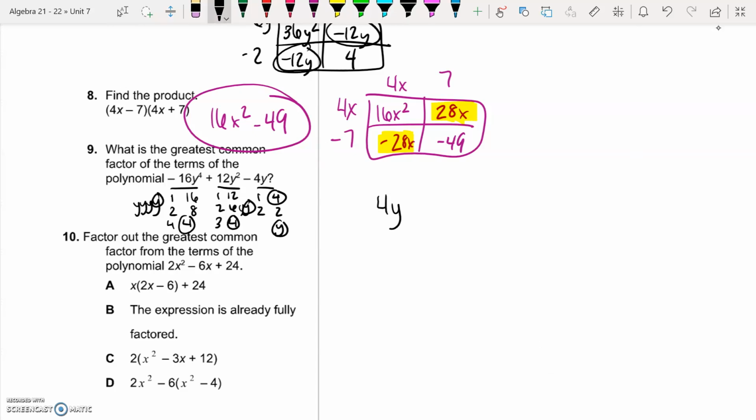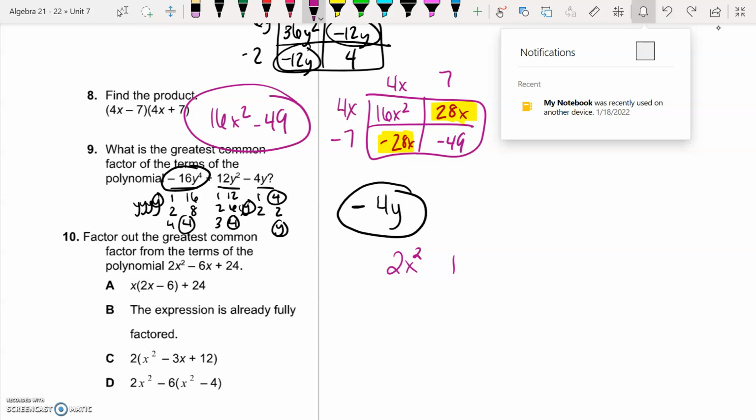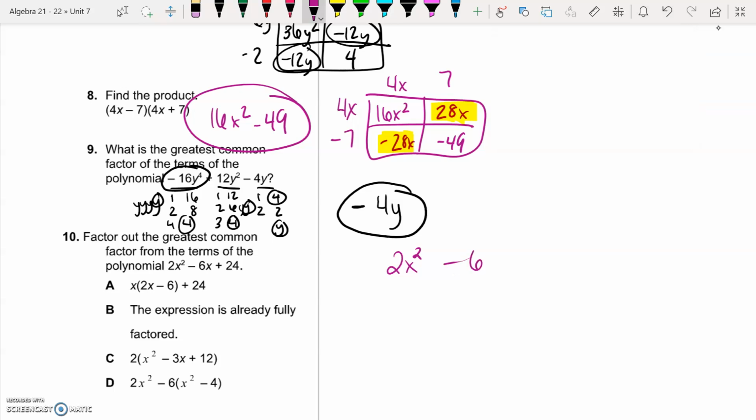We like to see this as well because the leading term is negative. I like to make my GCF negative. So we are kind of looking for negative 4y, but if you wrote just 4y, that would be fine as well. Number 10, it says factor out the GCF. So I'm going to do the same exact thing. I'm going to write down the problem. I'm going to write down my factors.